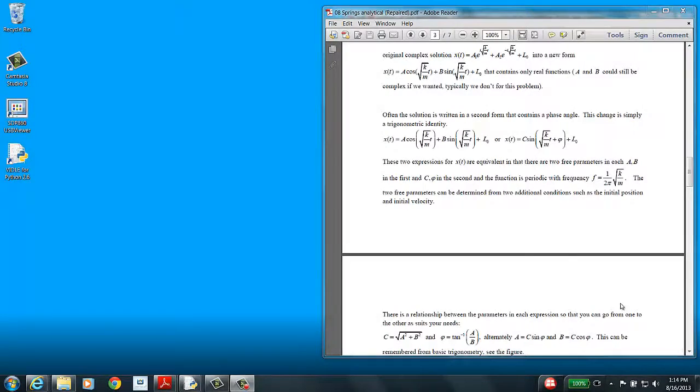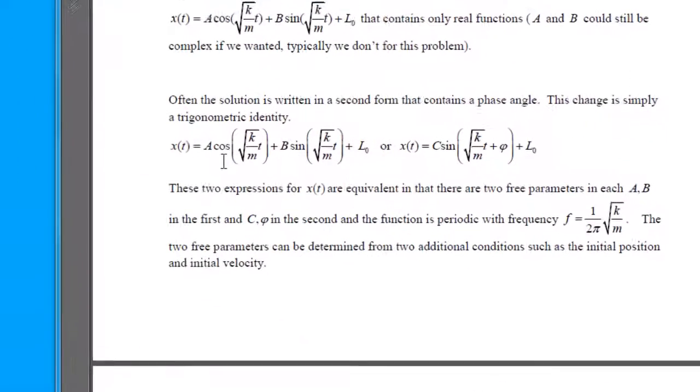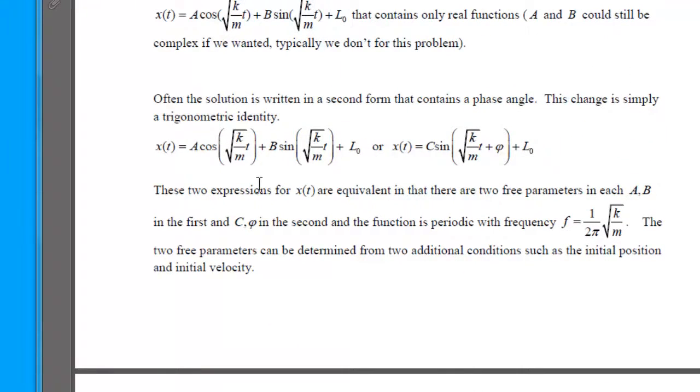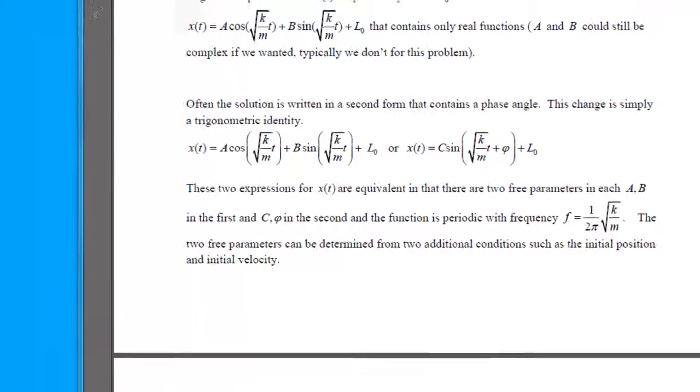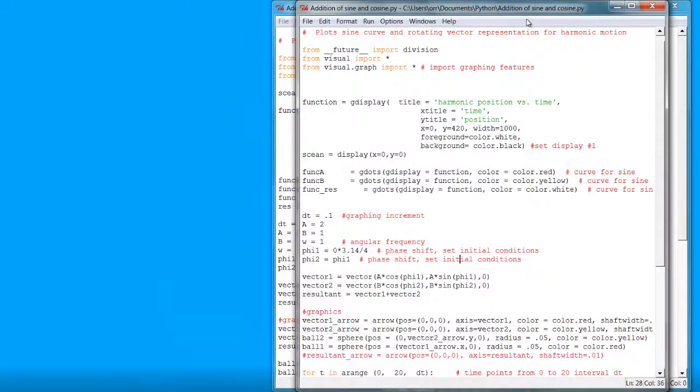I wanted to spend a moment discussing how you can add a cosine function of length A and a sine function of length B together and get a single trigonometric function with a new length and a different phase angle. Some students find this hard to understand how you can do that. So I wrote a couple programs to let you visualize that.